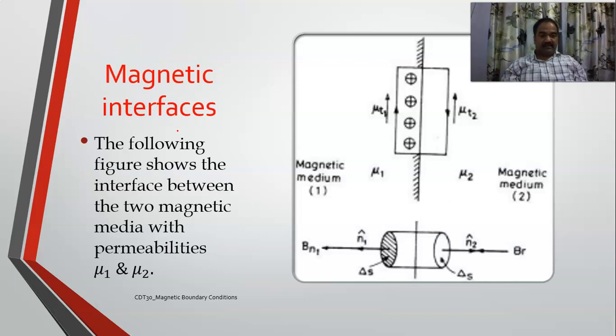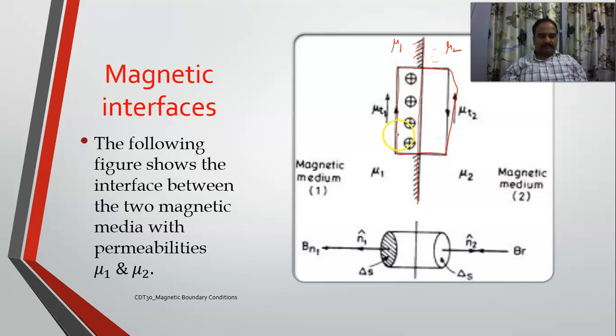Now, as you can see in this figure, this is considered to be a magnetic interface. This is one medium and this is another medium. On this interface, I'm considering a small region. This medium has permeability mu1 and this region has a relative permeability of mu2. Now I'm considering this particular region.